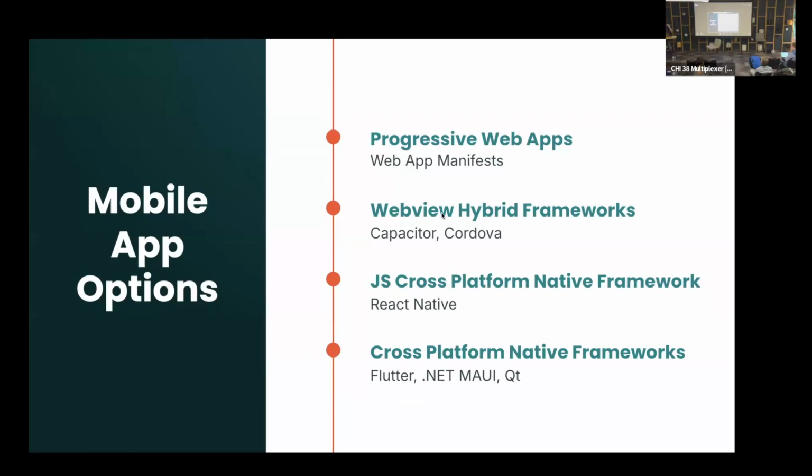Then I would say there are three different ways of leveraging the web for your mobile apps. The WebView hybrid frameworks. React Native is kind of special because it uses some of the web: it still uses JavaScript to provide cross-platform builds. And then there are the cross-platform native frameworks that don't use any web technology, other than that you're not writing in web technology, you just output native. So let's talk through these options.